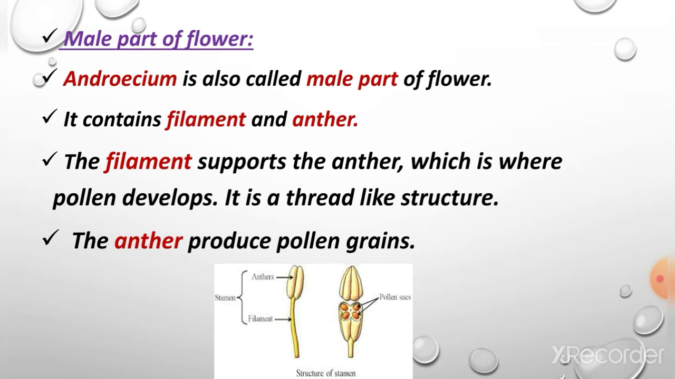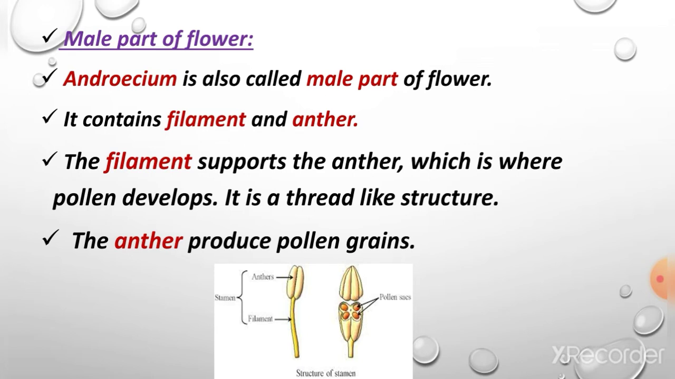Just now we said that stamen is the male part of the flower. It has filament and anther. And another name for the male part of the flower is androecium. So androecium is also called the male part of the flower. It contains filament and anther.